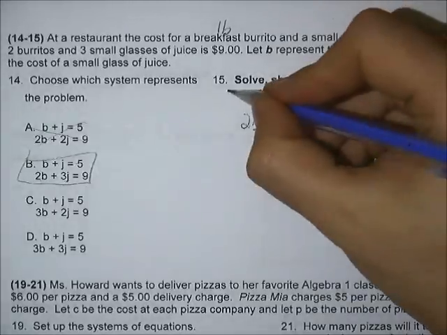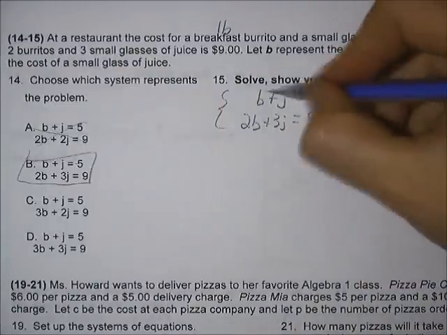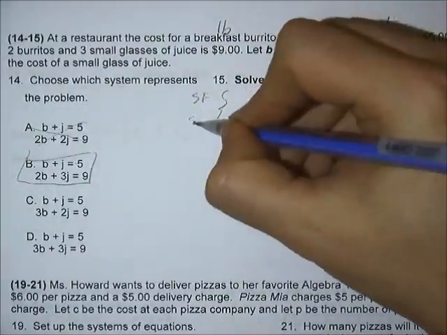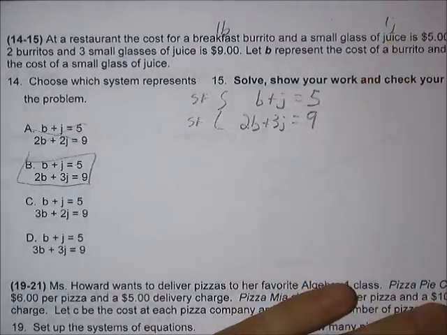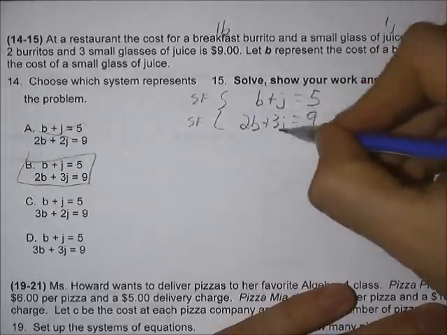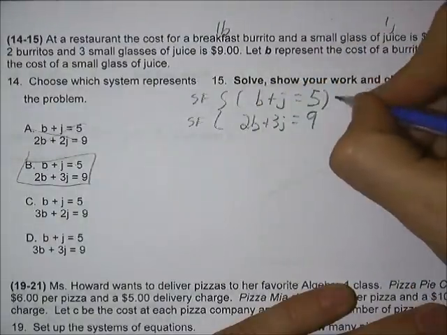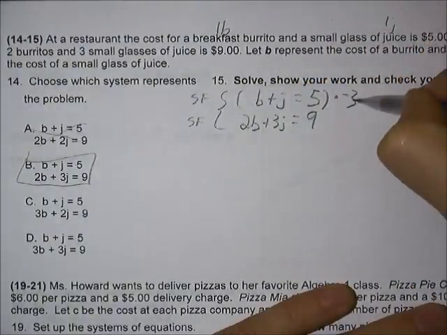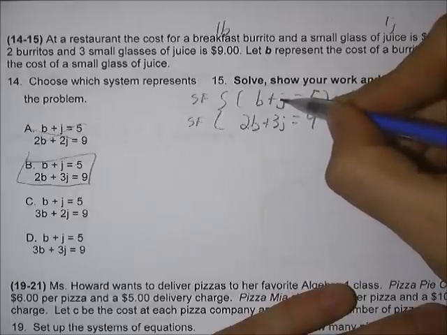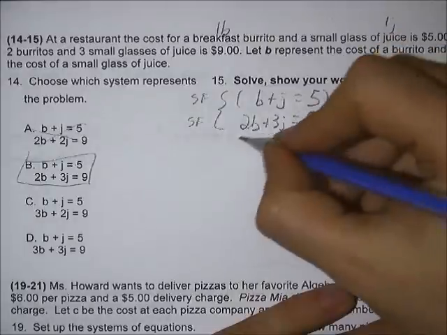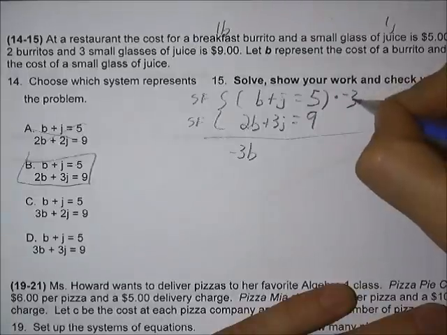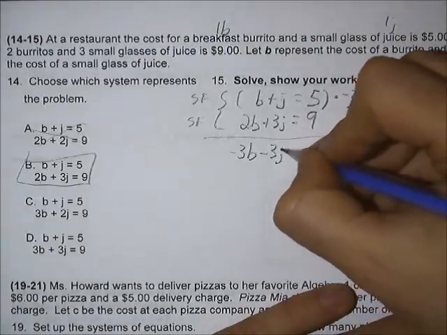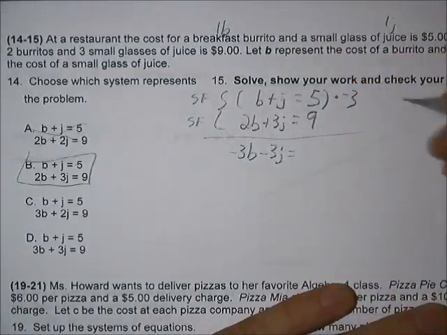Now for 15, as far as solving goes, let's check our formats. I've got a standard form that tells me I'm going to be using elimination. Now, which one do I want to work with? You could use either the B's or the J's. I'm going to use the J's. Multiply the entire top equation times -3. The reason I chose -3 is that it will force this to be a -3J, and those will cancel out when I do the elimination step. Distribute -3 times B gives me -3B. -3 times J gives me -3J equals -3 times 5 gives me -15.